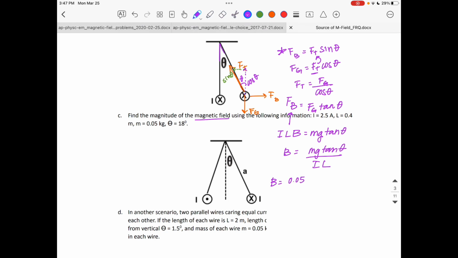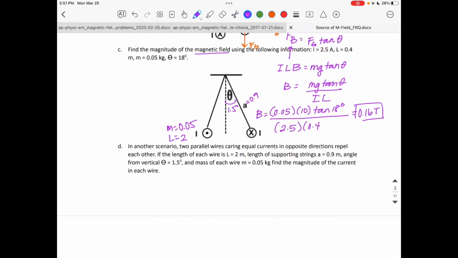Mass is 0.05. Gravity, I'm going to use the value of 10. Tan theta is 18 degrees. And current is 2.5 amps times the length of 0.4. And when you plug that into your calculator, you end up with a value of 0.16 Tesla.